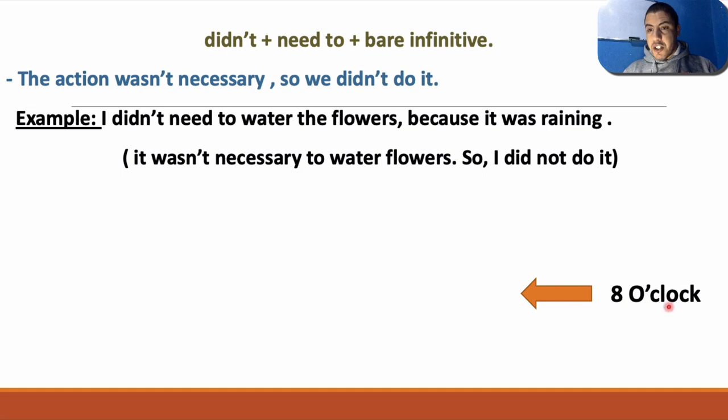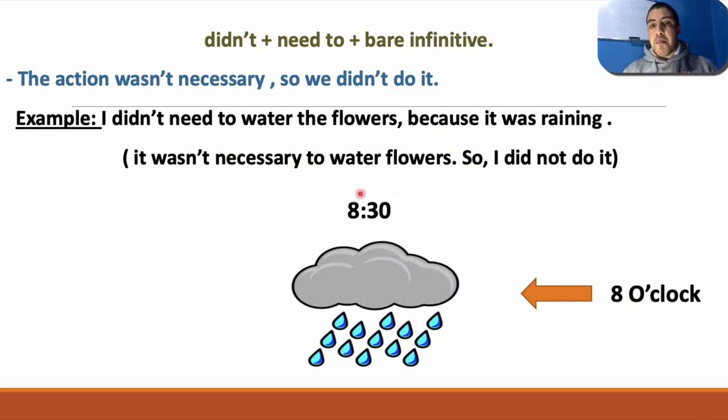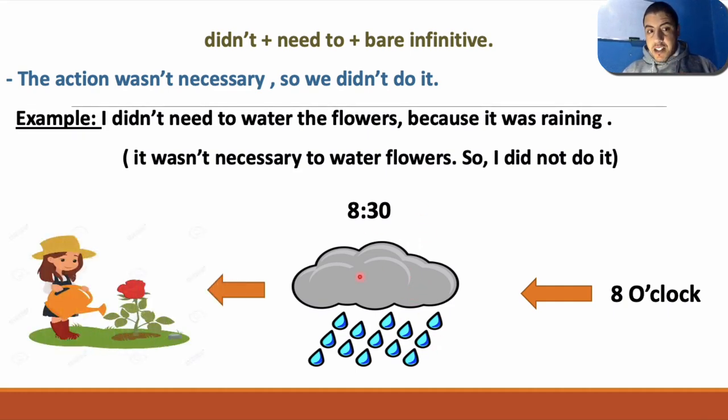Look again. At 8 o'clock, I started walking in order to water the flowers. But at 8:30, it started raining. And I decided not to water the flowers. So the action wasn't necessary, so I didn't do it. Did I water the flowers? No, I didn't do it. Why? Because it rained. So it wasn't necessary and I didn't do it. This is didn't need to plus bare infinitive.